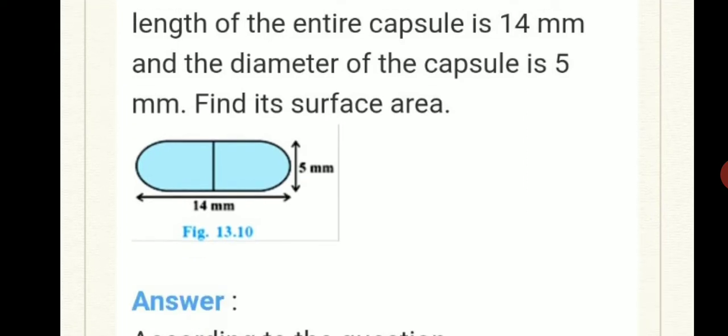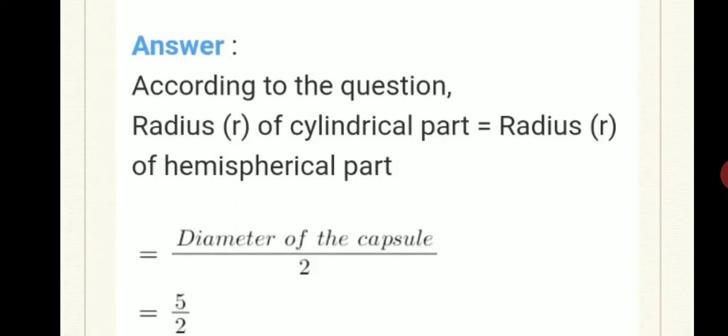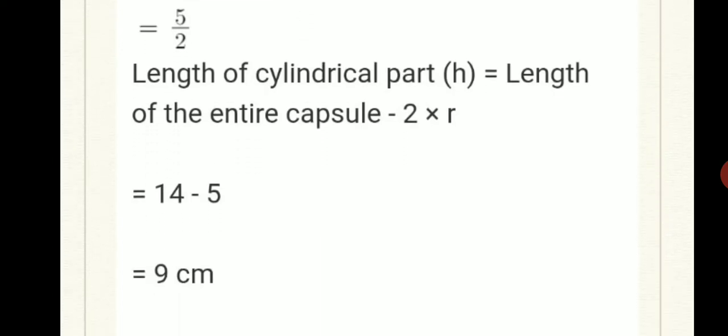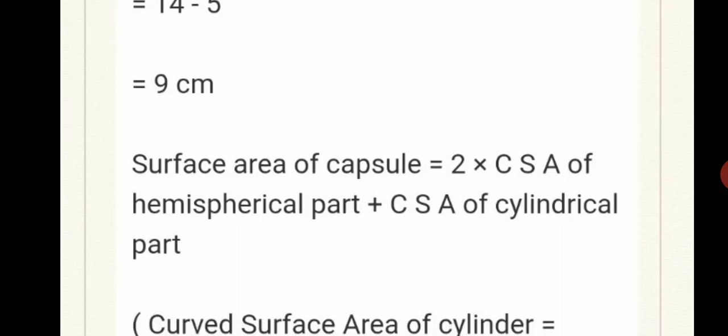Find its surface area. According to the question, radius r of the cylindrical part equals radius r of the hemispherical part. So radius will be 5 by 2. Length of the cylindrical part h equals length of the entire capsule minus 2r. So it is equal to 9 mm. Now surface area of capsule equals 2 multiplied by curved surface area of hemispherical part plus curved surface area of cylindrical part.